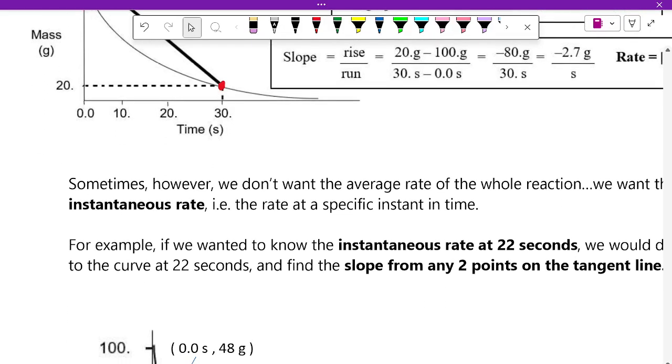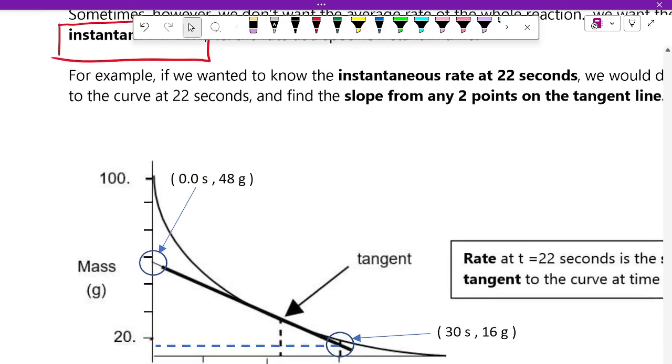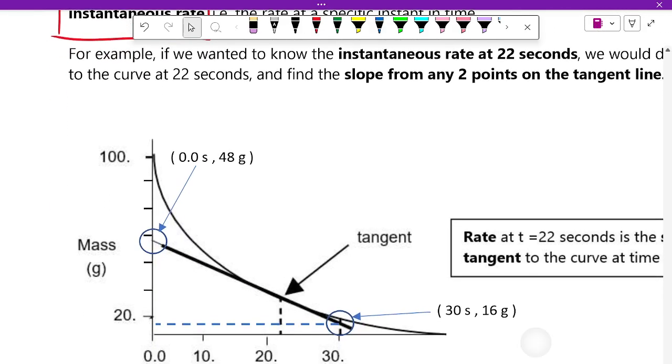Sometimes, however, we don't want the average rate. Sometimes we want an instantaneous rate. Anyone taken physics know the difference between average and instantaneous rates? If you've not done it, don't worry, okay? Basically, what we would have to do, and honestly, we don't spend much time doing this in chemistry at all. I only mention it because you will see it in university, but you won't have to really read graphs and find instantaneous rates in Chem 12.